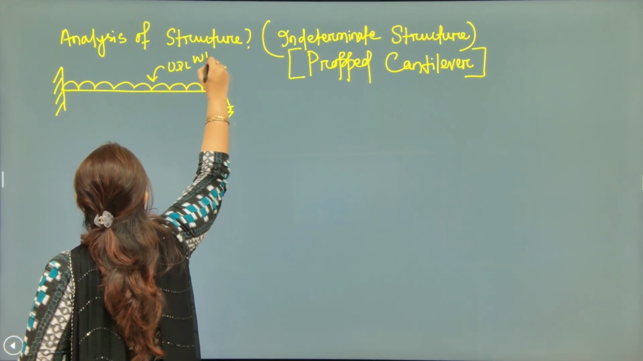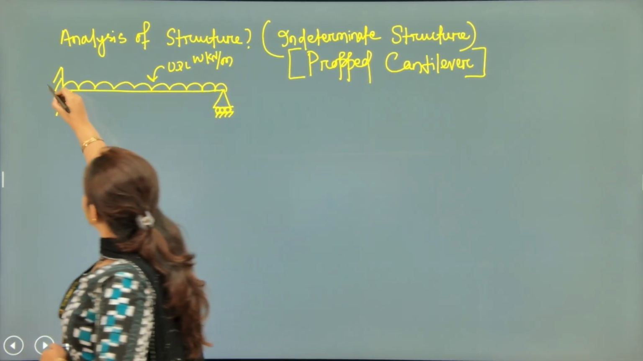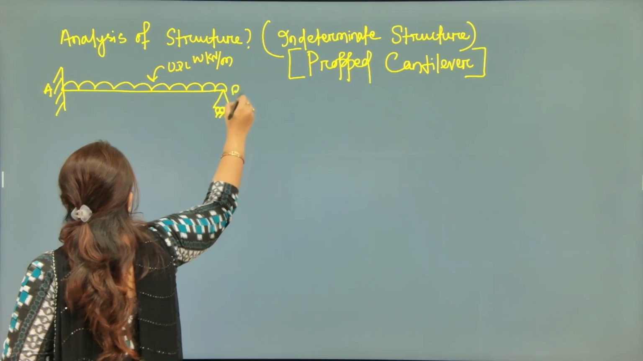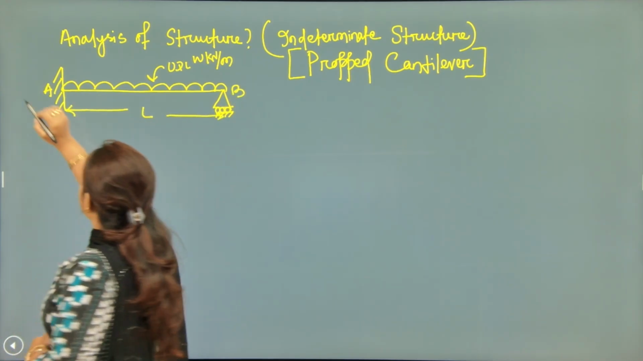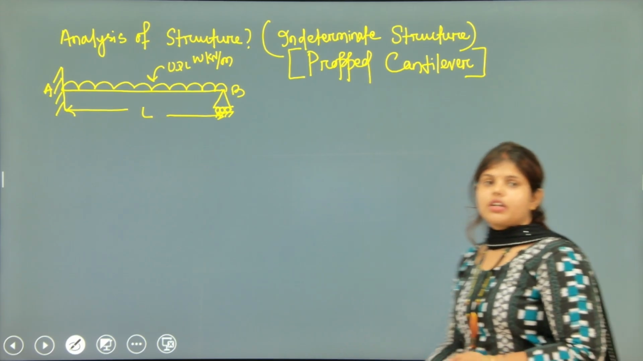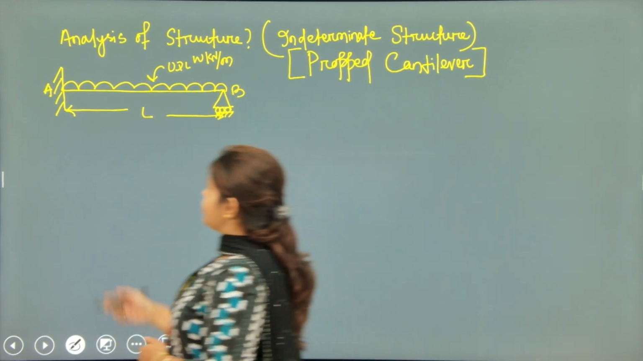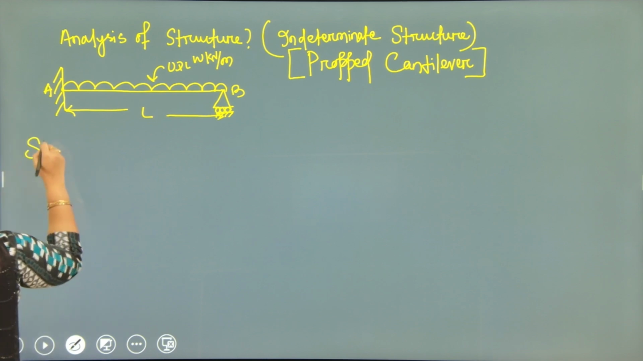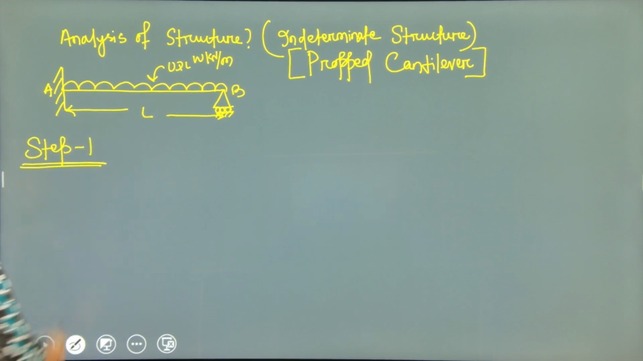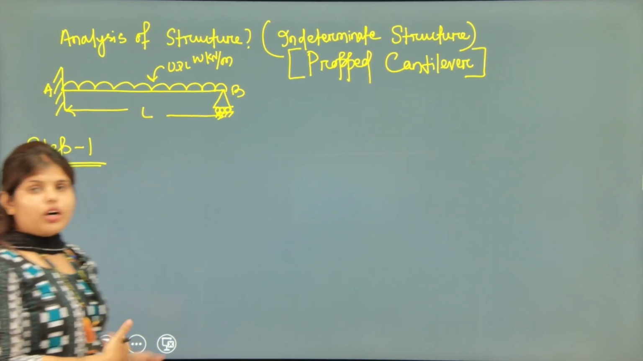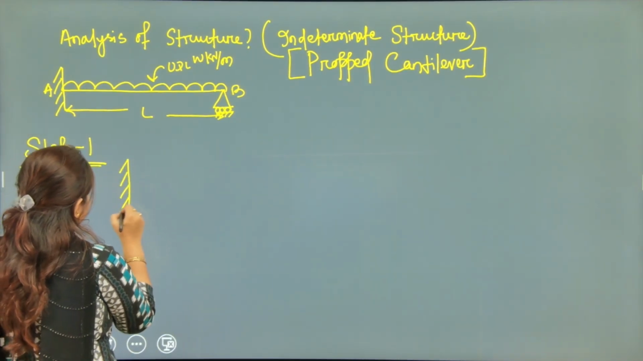Let it be W kilonewton per meter. The beam is AB and let the span be L. Here this is the question and we will solve this. So first we will go for step 1. In step 1, we will go for finding out DS.